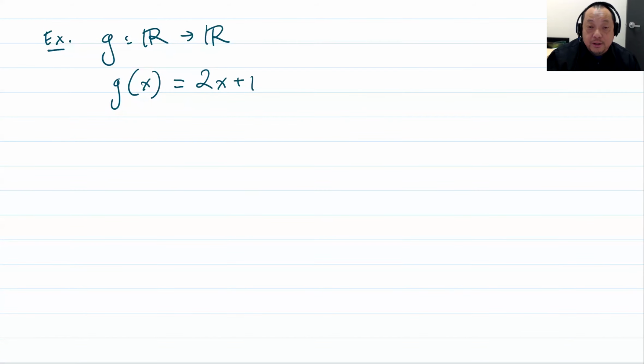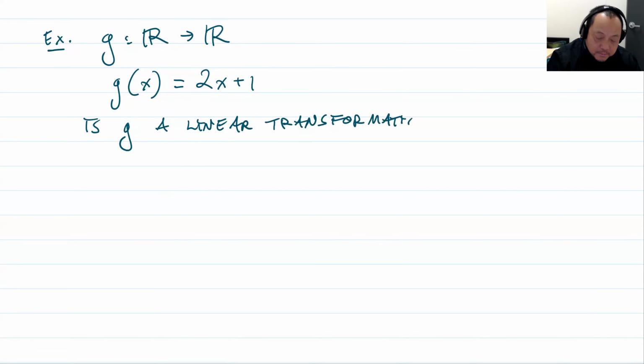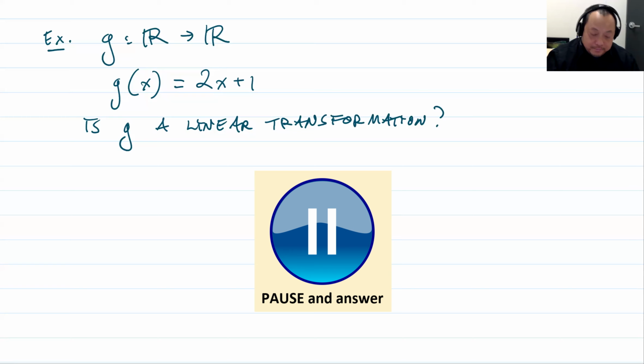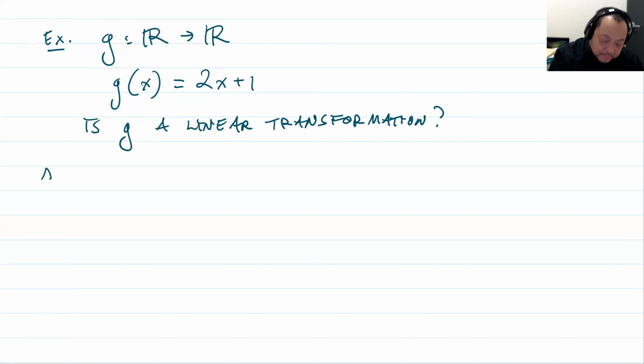Given this other function, g, also from real to real, and g of x is 2x plus 1, is g a linear transformation? Go ahead and figure it out. Press pause and come back when you're done. The answer is no, it's not. If you didn't get no, go ahead and try again. Press pause and try again and come back when you're done.